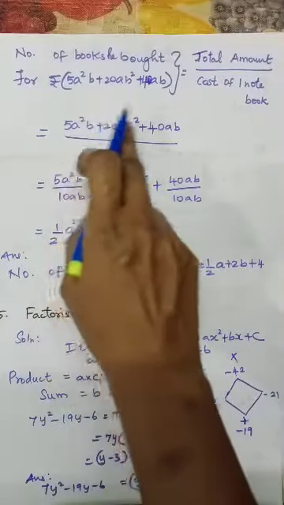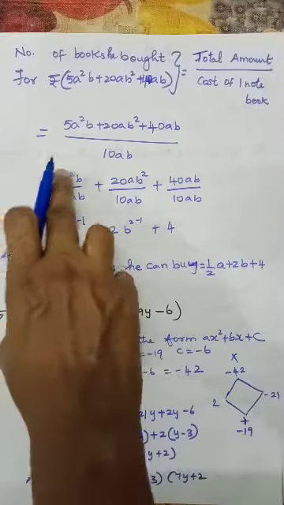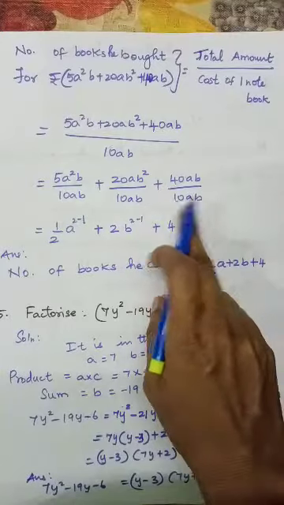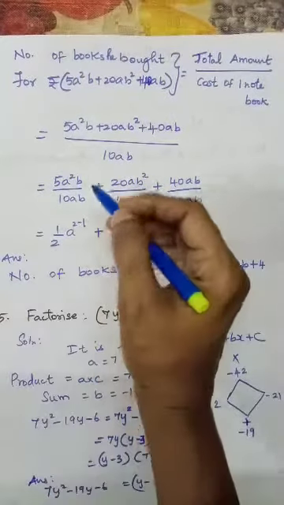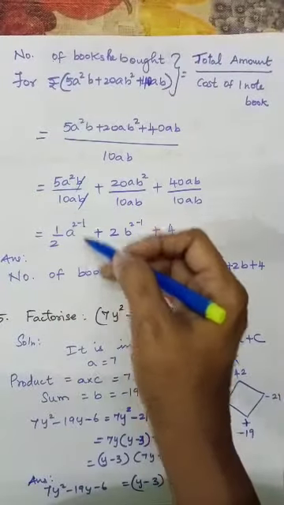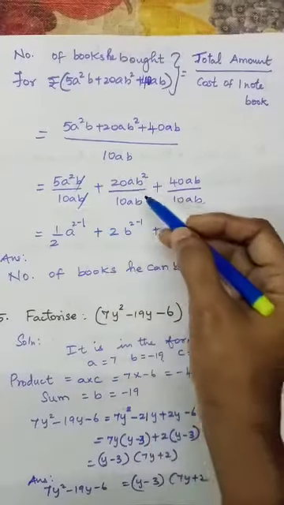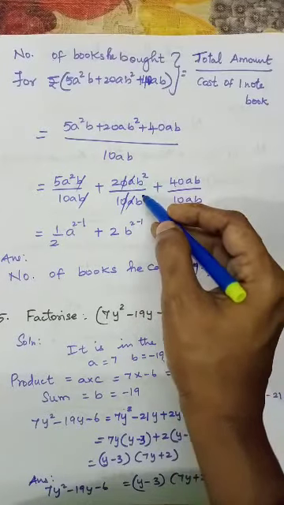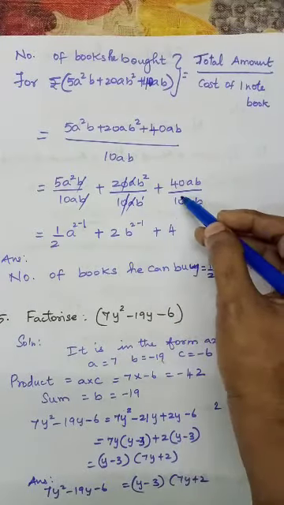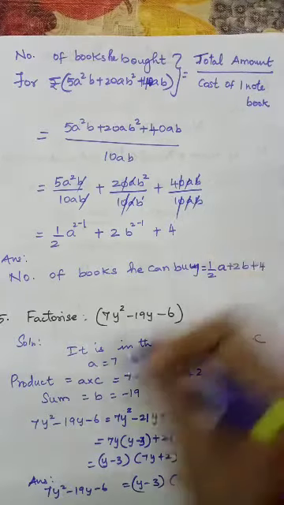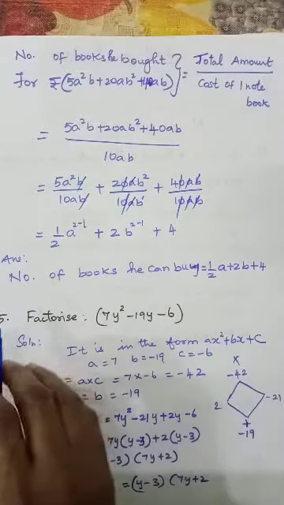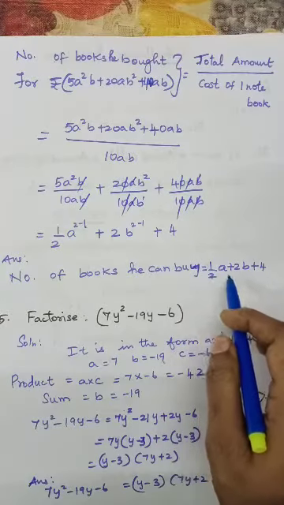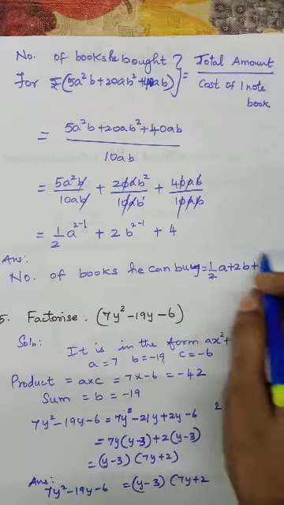You split this 10ab to each term. So 5a square b by 10ab plus 20ab square by 10ab plus 40ab by 10ab. Then you can cancel b. Then a is a power 2 minus 1. Here a gets cancelled. 20 by 10 is 2, b. Here 1 we have, so 2 minus 1. Plus here also a gets cancelled, b gets cancelled, 4. So the number of notebooks he can buy with the money he has is equal to a by 2 plus 2b plus 4. This much notebooks he can buy.